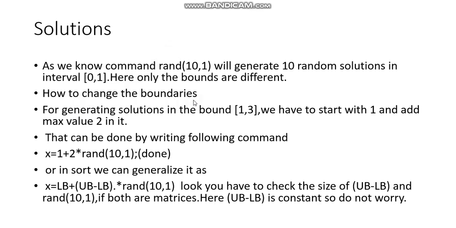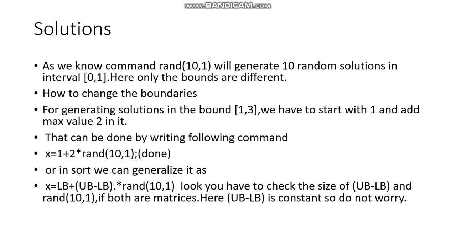So how do we change the boundaries? You can see that now the new bounds are: minimum value is 1 and maximum value is 3. The minimum value of the solution will be 1, so we can write 1 plus something, and all other values should be less than 3. So I will take the difference between 3 and 1 and multiply that difference with the random value, which gives me all solutions between 0 and 1. So when I write x = 1 + 2 * rand(10,1), it will do the desired work.